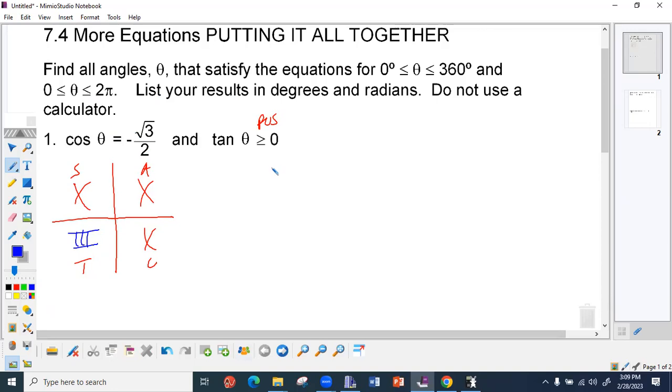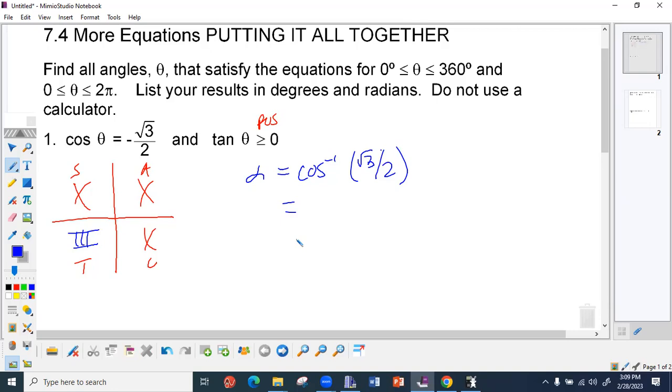So if I have cosine theta equals negative square root 3 over 2, I need to find its reference angle. And how do I find the reference angle? The inverse of cosine, square root of 3 over 2. So we're asking ourselves, remember, we're not picking up a calculator. What angle gives me a cosine of square root 3 over 2?